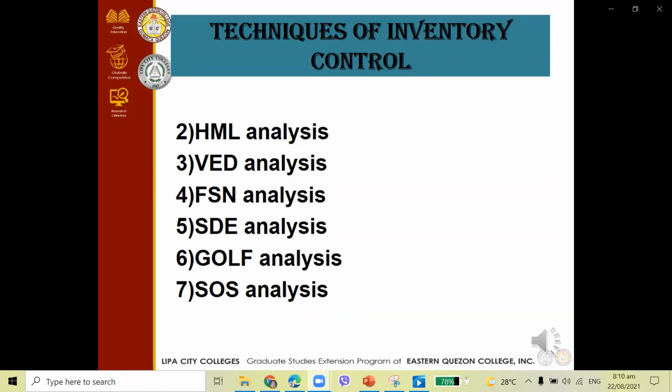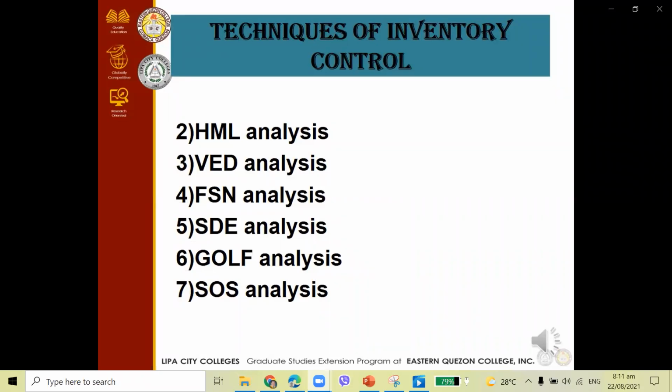So, the second technique is the HML analysis. In this analysis, the classification of existing inventory is based on unit price of the items. They are classified as high price, medium price, and low cost items.